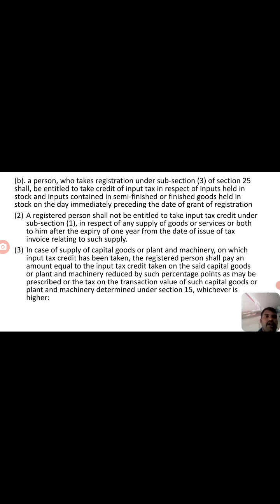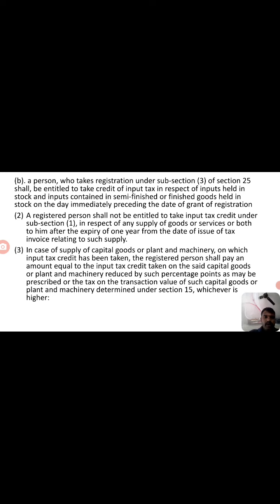A registered person shall not be entitled to take input tax credit under subsection 1 in respect of any supply of goods or services or both to him after the expiry of 1 year from the date of issue of tax invoice. If one year has passed since the tax invoice was issued, he will not get input tax credit.